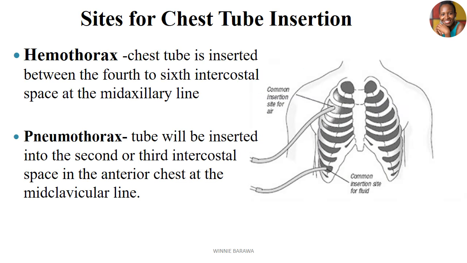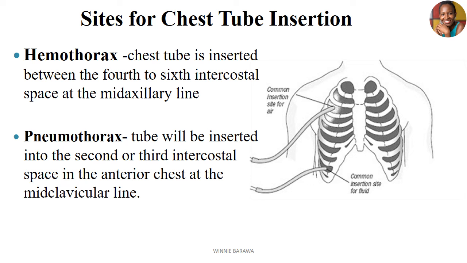So this area explores the sites for chest tube insertion, and it's good that we know that the sites are different when you're talking about hemothorax or pneumothorax. When you're looking at fluids, the site is a bit different, and when you're looking at air, the site is also different. With fluids, a good example is hemothorax, where you're talking about blood accumulation in the pleural space.